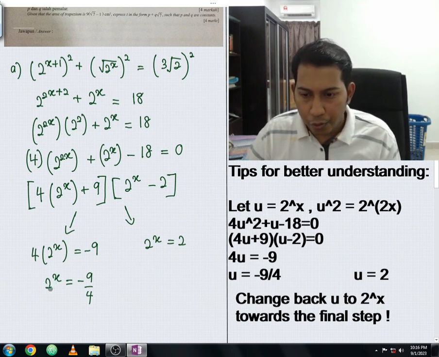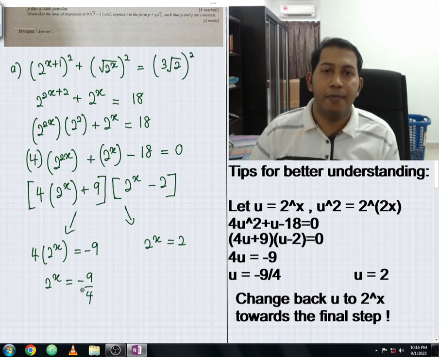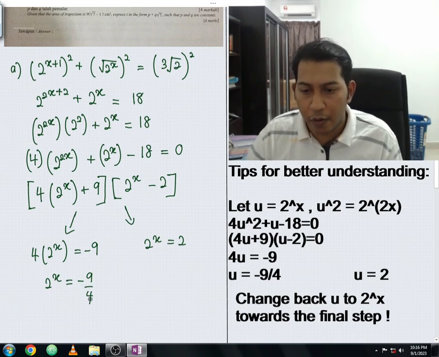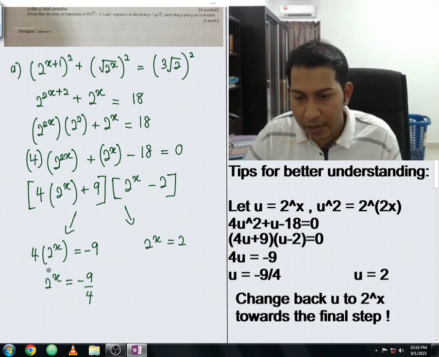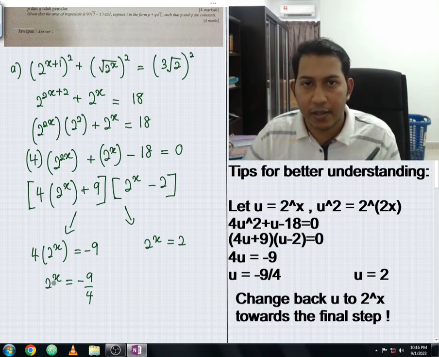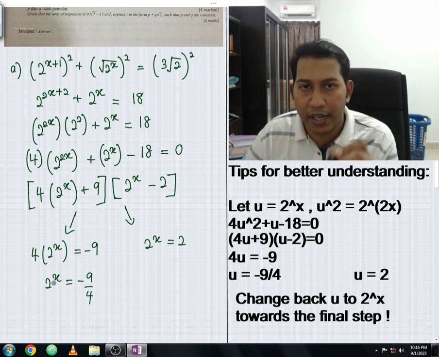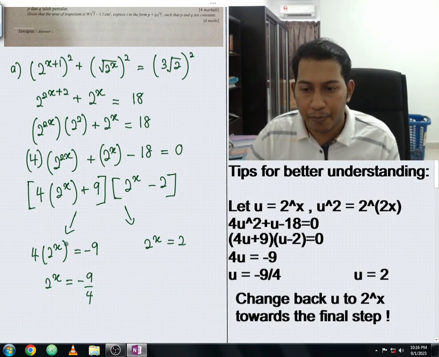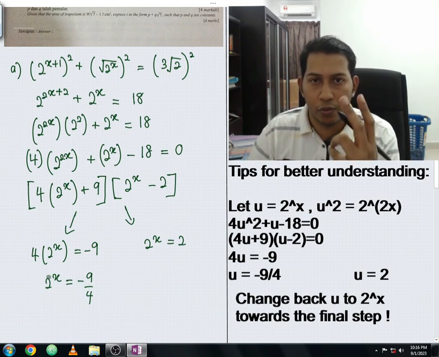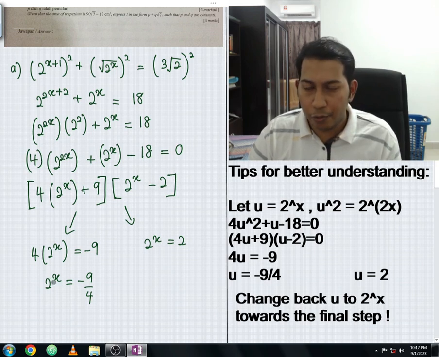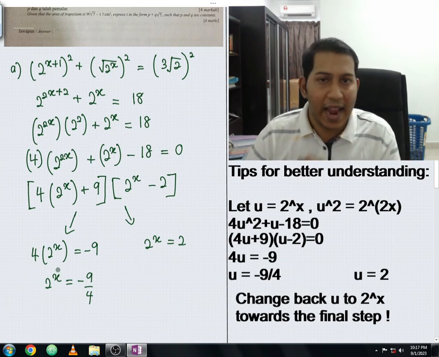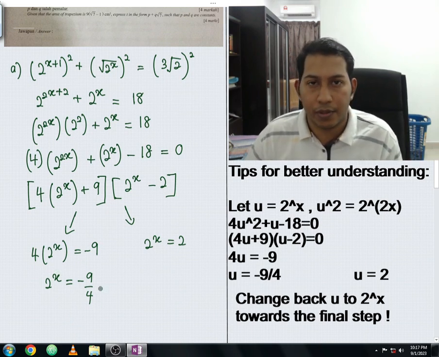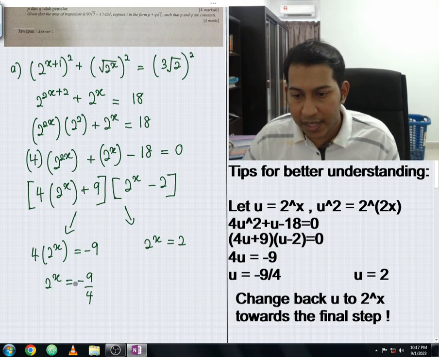2 to the power of x can never be equal to negative 9 over 4. Why am I saying so? Because regardless of any numbers guys, whether it is a positive number or a negative number, you can never get a negative answer over here, because that is the function of a base 2. Base 2, you can have 2 to the power of negative 1, 2 to the power of negative 10, 2 to the power of 100, any real number, you will still end up getting a positive number. So this is not possible.